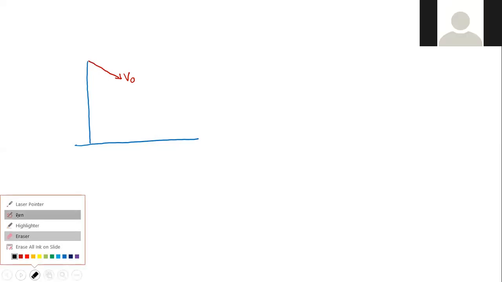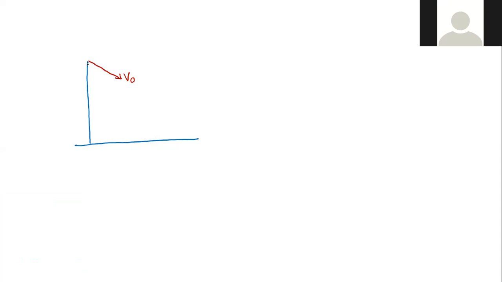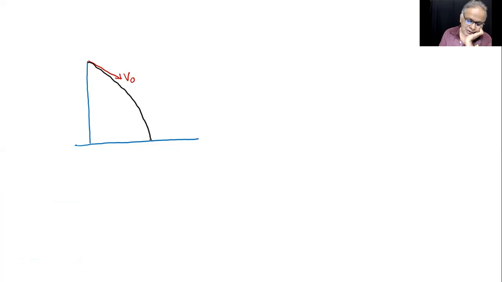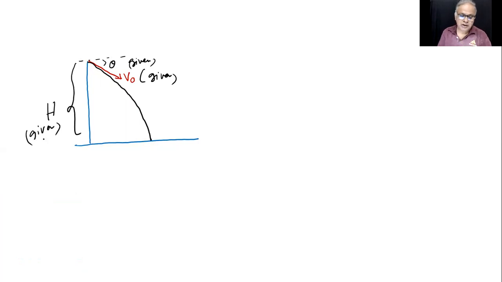You throw like that. The body will follow a path like this. This is given, but the angle also must be given. And anyway, this height is known. Now, many things we can do. In this case, now we should resolve the, say for example, in what time does it hit the ground?